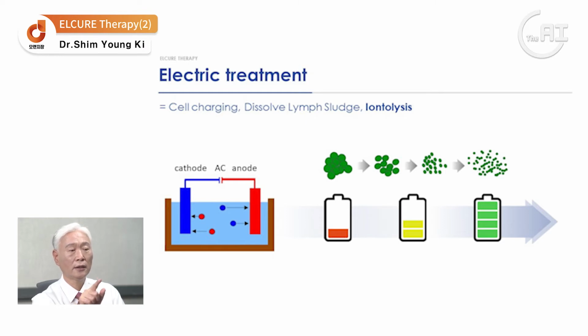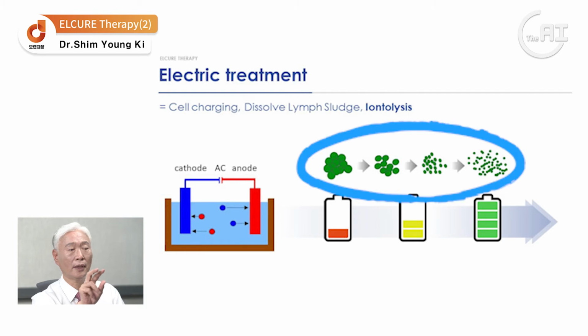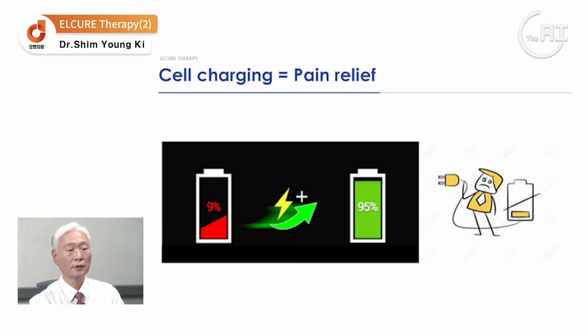Likewise, in the upper part, the green part is the lymph sludge, and it becomes small particles because of ion redistribution, and then the cells become charged. If you get ill, you feel pain; if you charge, the pain disappears. That is the ELCURE effect, pain relief. Cell charging is pain relief, and then the disease goes away.